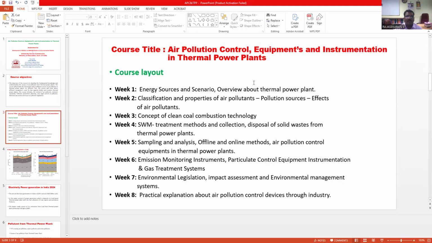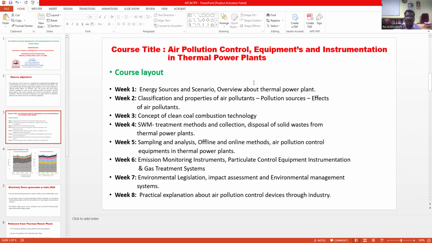In week 4, we are going to see solid waste management, treatment methods, and collection and disposal of solid waste from thermal power plants. In a thermal power plant, after combustion, the bottom ash, fly ash, and soot play a major role. It is very difficult to handle and extract from the thermal power plant, and it is also used as a byproduct for various applications. How are we collecting the solid waste, how are we treating, collecting and disposing of it from the thermal power plant?